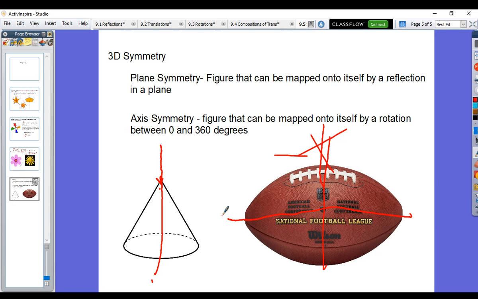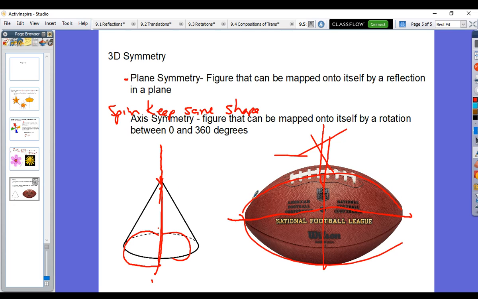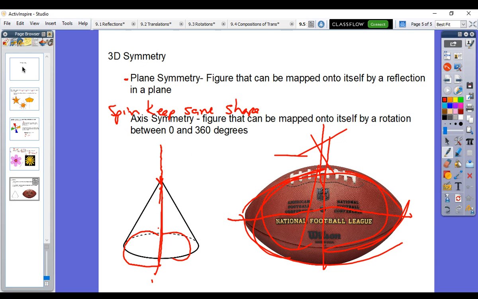We're able to kind of spin it. So this is a spin and keep the same shape or figure. Plane symmetry is just to copy the points three-dimensionally. So in all 3 dimensions, all this will copy over all over here. Same thing here. All this will copy all this down here. And then all this will copy all this over here. That's the plane symmetry.